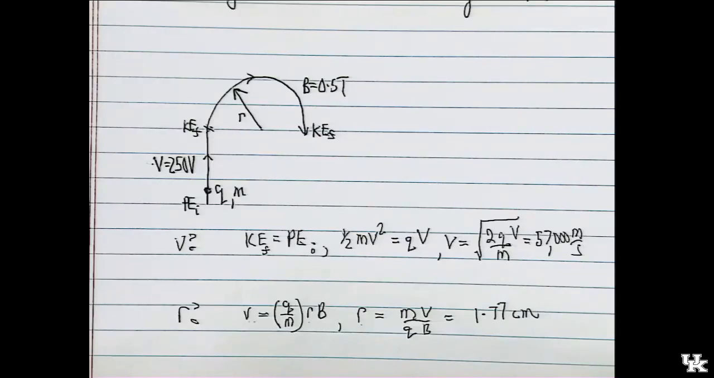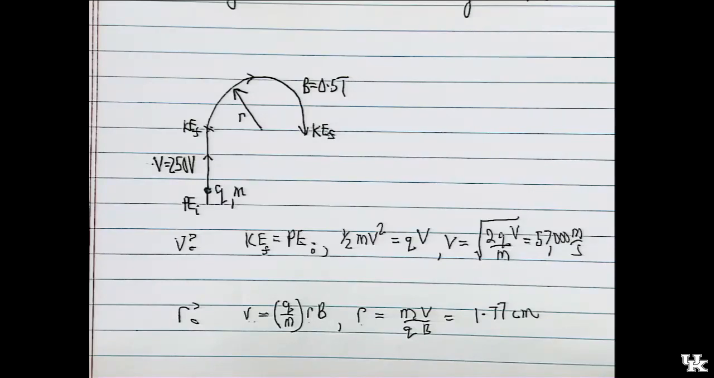This setup that I've just described is what's called a mass spectrometer. So one day, or you might have already used the mass spectrometer, it's how we measure the masses of tiny subatomic particles like ions of atoms.